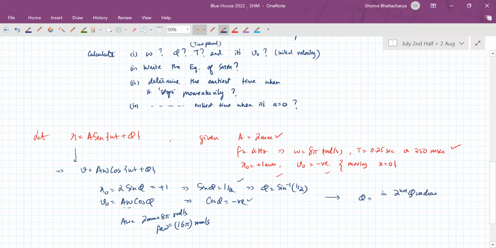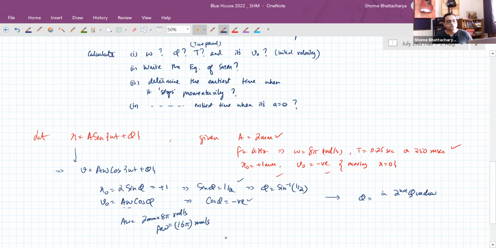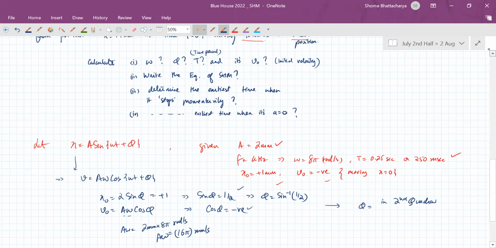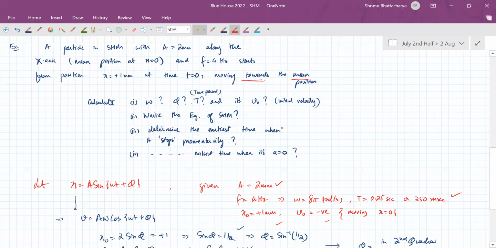So can you explain again why phi should be in second quadrant? I've just written over here, beta, cos phi is negative and sine phi is plus half. So in which quadrant does that happen? Velocity being negative, sir. Velocity being negative, how can we conclude that it has to be in second? It can be in fourth also, third also.